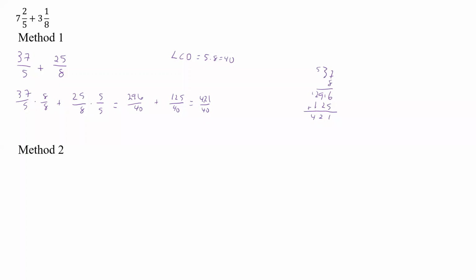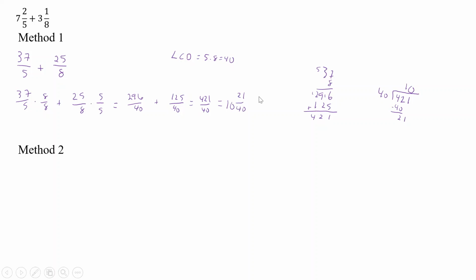Now we have to convert that to the mixed number again. So we're going to take 40 into 421. That goes in once, that's 40. Subtract, that's 2. Bring down our 1, that's 21. That doesn't go in there, so it's 0. And so it's going to be 10 and 21 over 40. So that would be our method 1 answer.